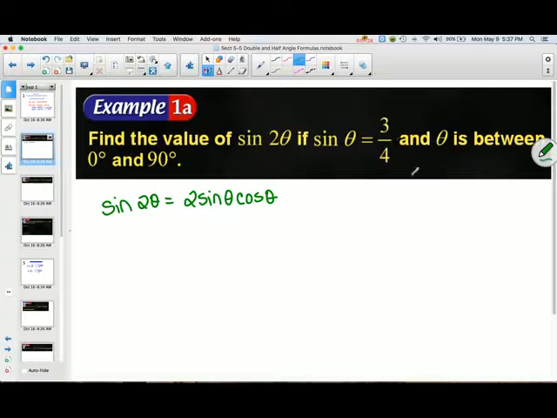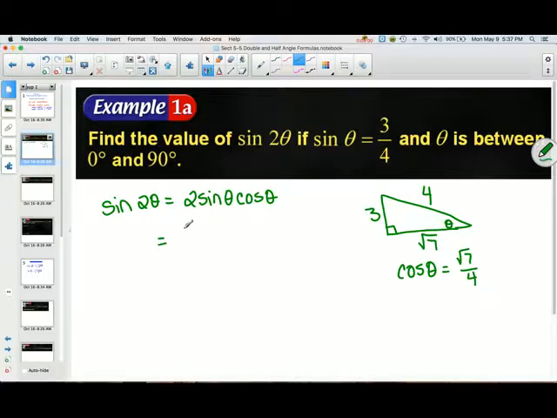Now, I know sine theta is 3/4. I don't know cosine theta, so I need to find it. So I build a triangle. You could also use the Pythagorean identity and do 1 minus sine squared theta. If theta is here, I have opposite over hypotenuse. So 16 minus 9, we get 7. So this would be the square root of 7. And that means cosine theta, since theta is in quadrant 1, is root 7 over 4.